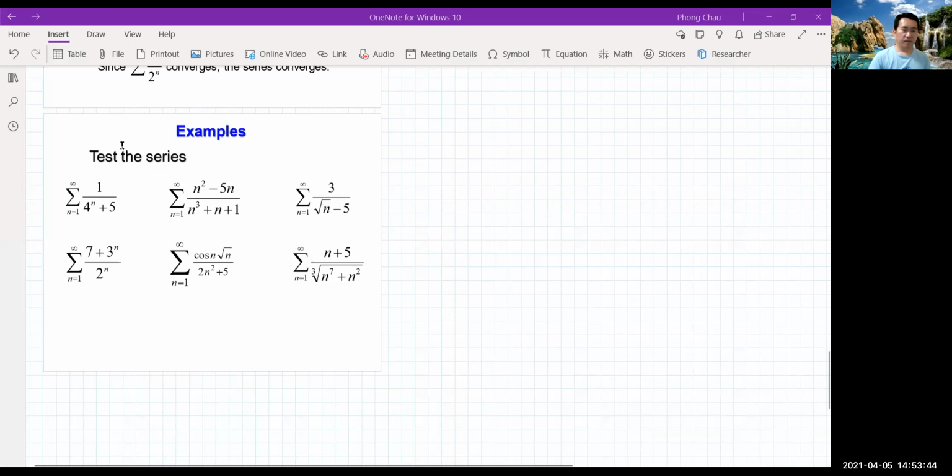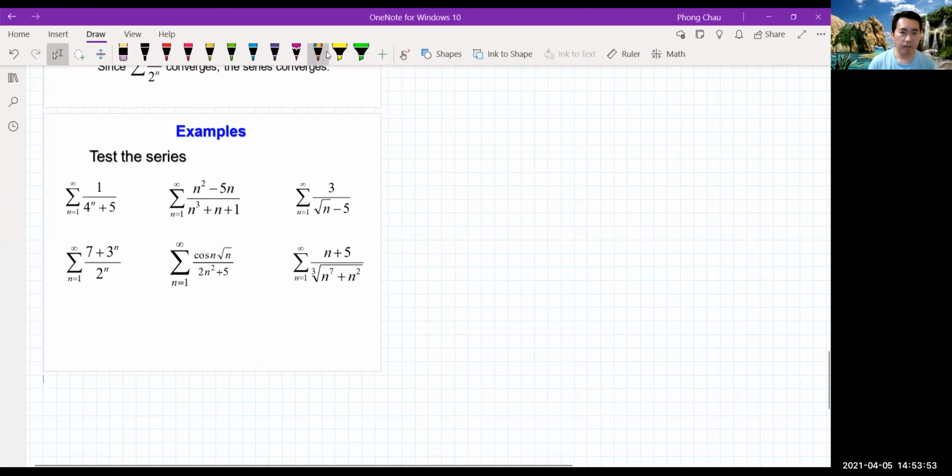Okay. Now let's look at these examples here. We have 6 examples. Look at the first one. 1 over 4 to the n plus 5. Okay. Series right here. You see, that one is very similar to the one we did.